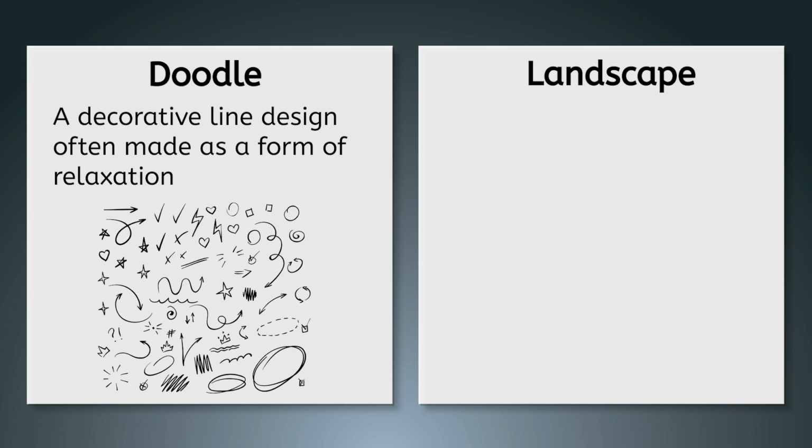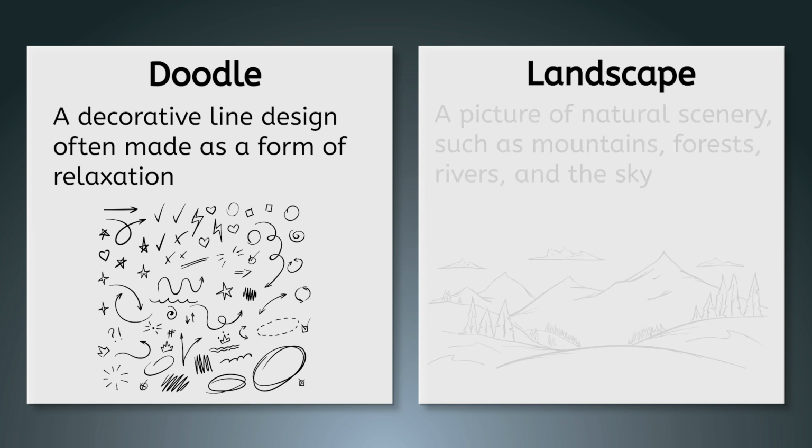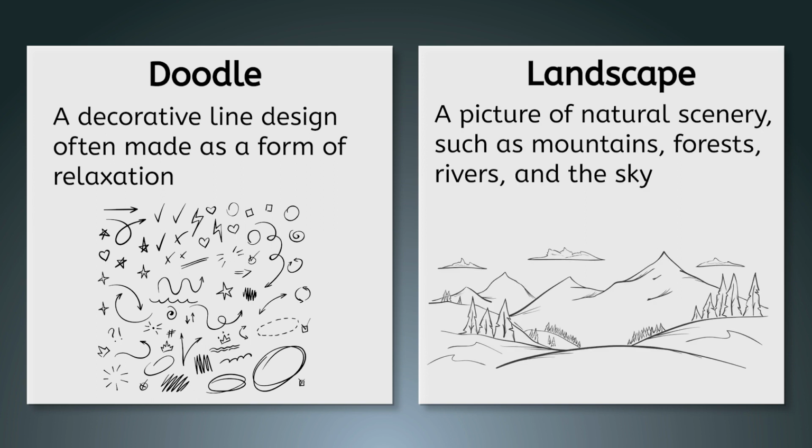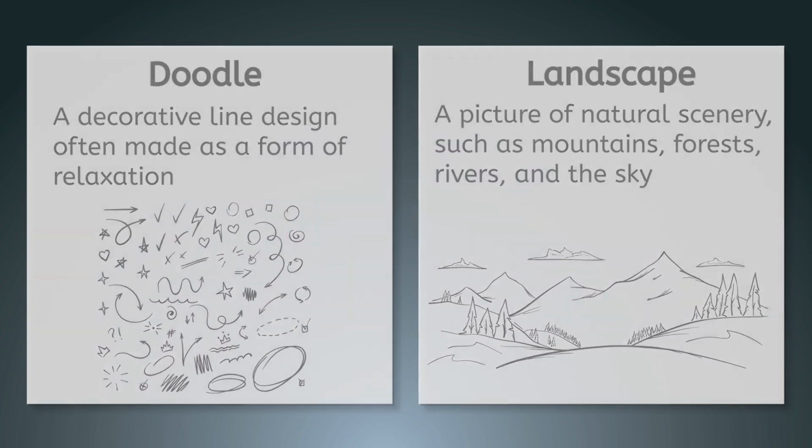First, we need to understand the concept of a doodle and a landscape. A doodle is a decorative line design, often made as a form of relaxation. Doodles are created through combining the different line types and line qualities that we learned in an earlier lesson. A landscape refers to a depiction of natural scenery, such as mountains, forests, rivers, and the sky, in a two-dimensional format, such as a painting or a drawing.